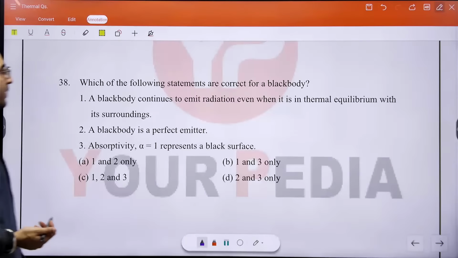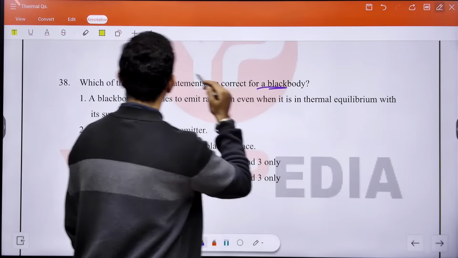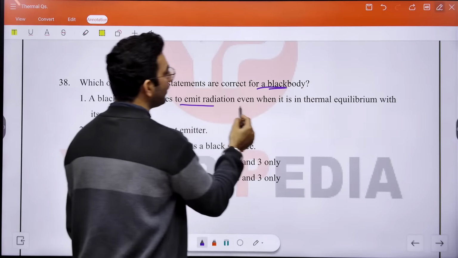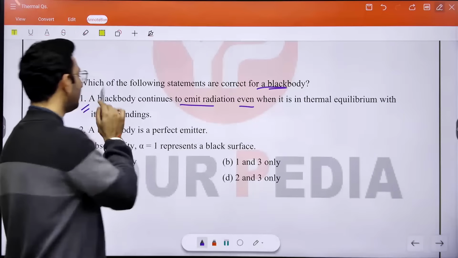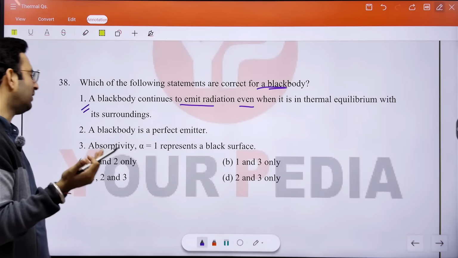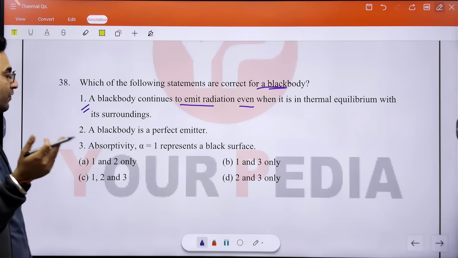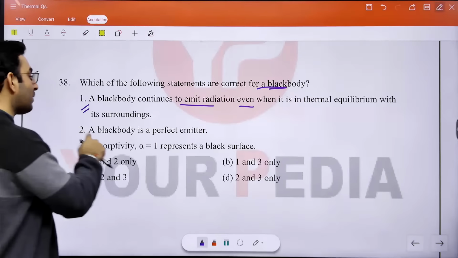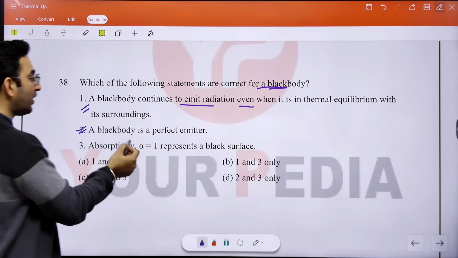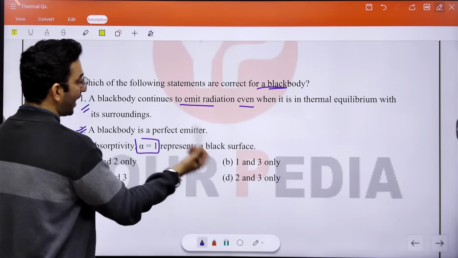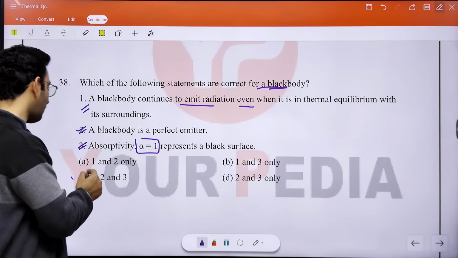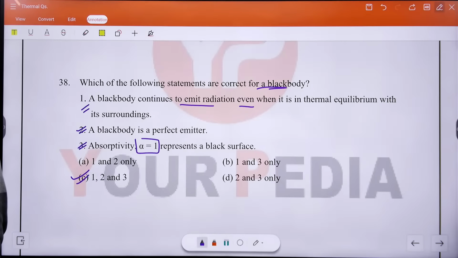Which of the following statements are correct for a black body? A black body continues to emit radiation even when it is in thermal equilibrium with the surrounding. That is a correct one here. It is a perfect emitter, ideal absorber, ideal emitter or perfect absorber here. A black body is a perfect emitter. That is also a correct one here. Absorptivity alpha equal to 1 represents a black surface. That is also a correct one here. So I can say option number C is going to be the correct answer.